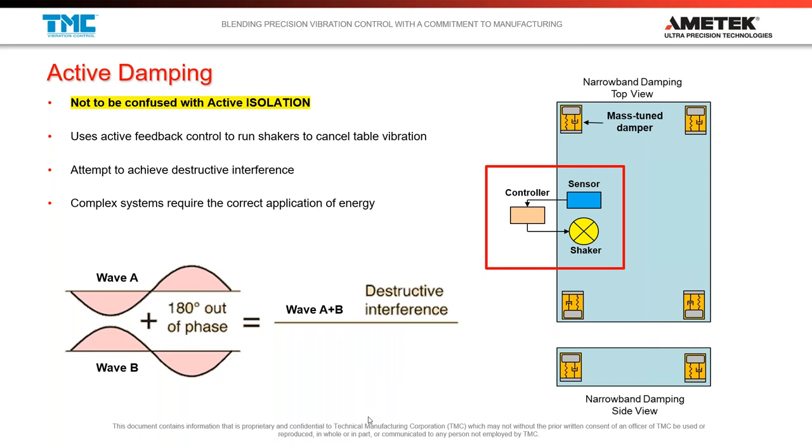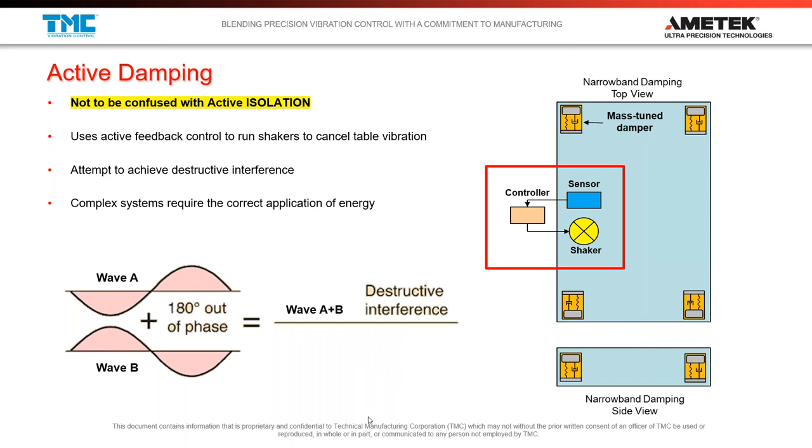Isolation is something that we talk about when we're specifically saying this is energy that's coming from the ground, and this is the system that we've put in between the table and the ground to prevent that energy from even getting into the table. And so it's a pretty simple active feedback control system, and we're going to talk a lot more about active feedback control in next week's session. But what you're really trying to do is create destructive interference.